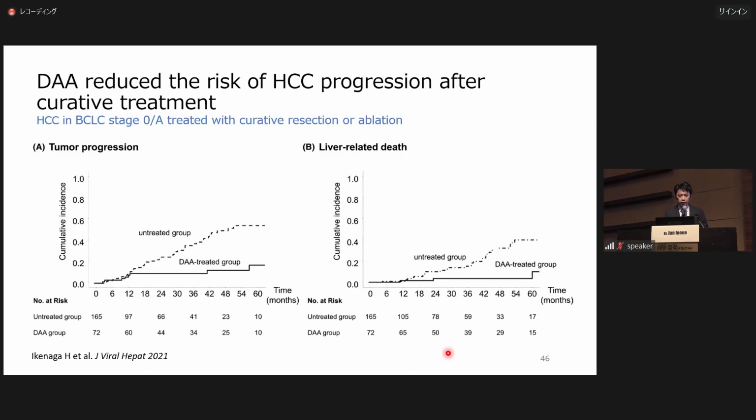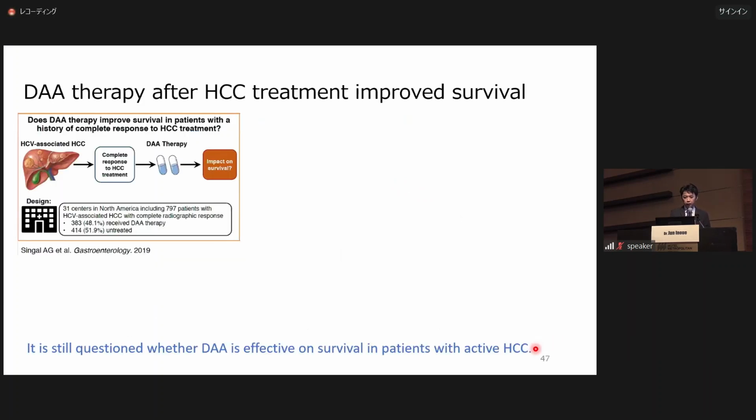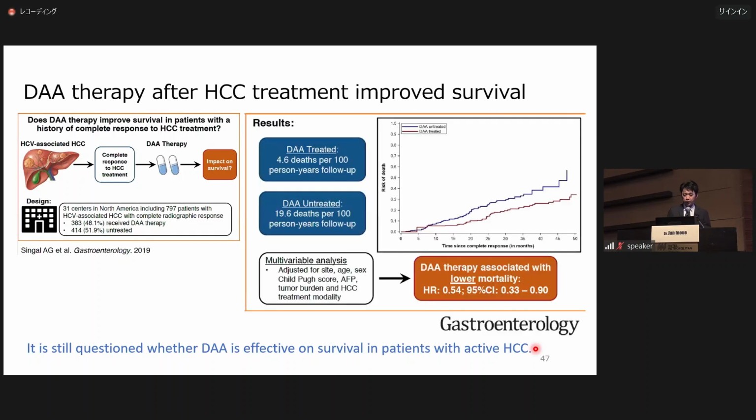Also, in HCC patients, if the HCC was treated at an early stage, BCLC stage 0 or A, with curative resection or ablation, DAA reduced the risk of HCC progression. This data shows that in the DAA-treated group, tumor progression was reduced and liver-related death was also reduced. So DAA therapy after HCC treatment improved survival.